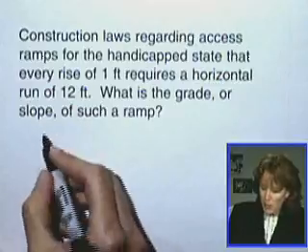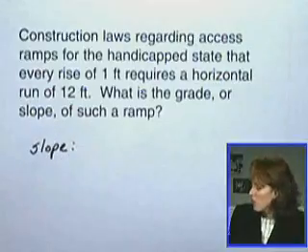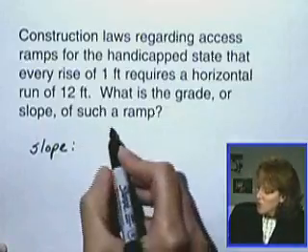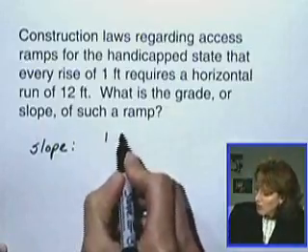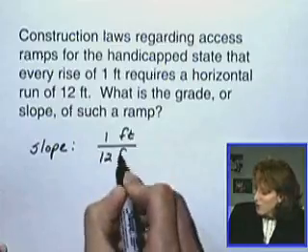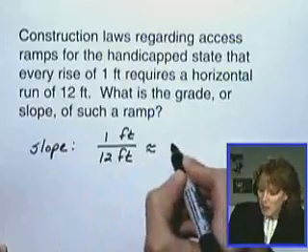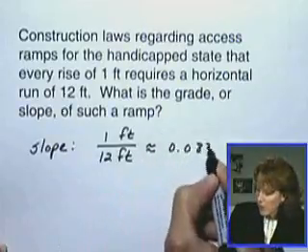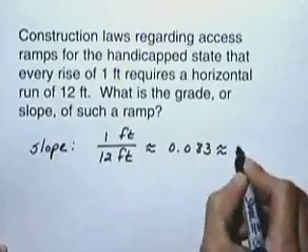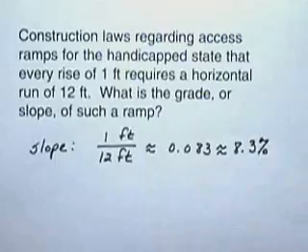Now, when we look at the slope, remember that we're looking at the vertical change over the horizontal change. So the vertical change is 1 foot over the horizontal change, which is 12 feet. So we have that is approximately 0.083, which is approximately 8.3%. So the grade is an 8.3% grade. Let's take a look at another problem.